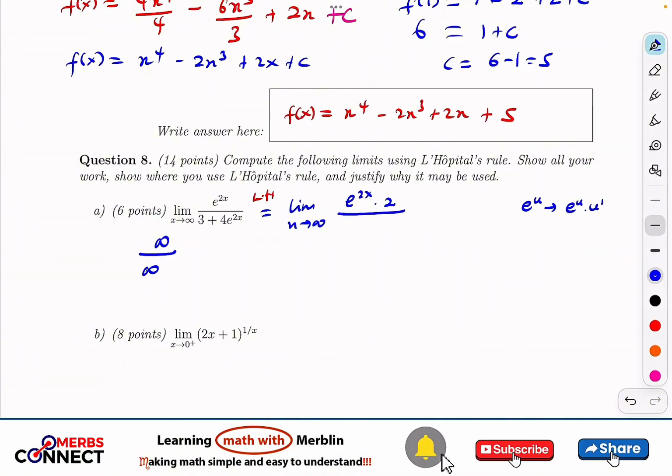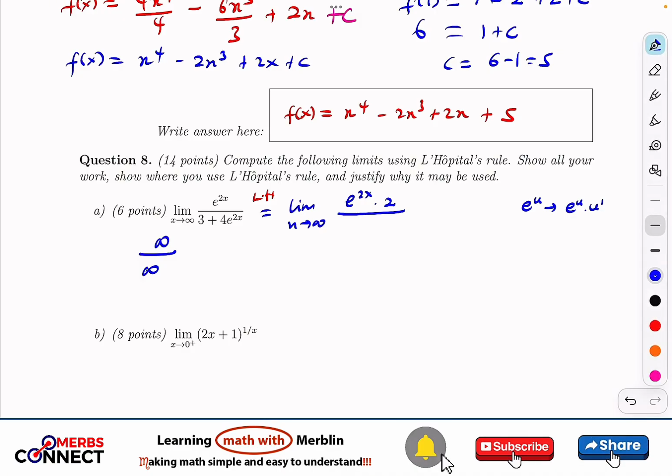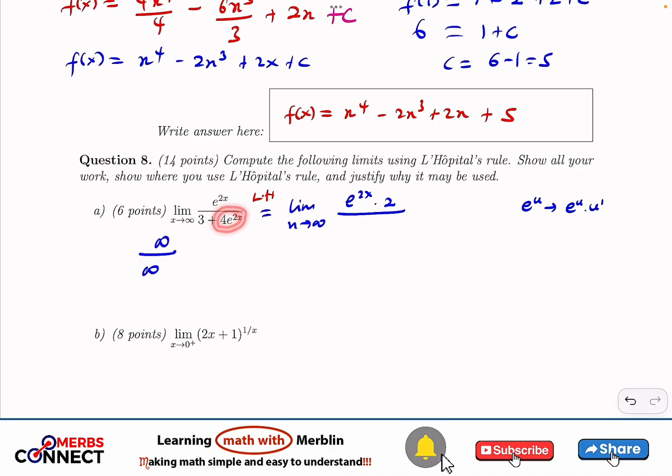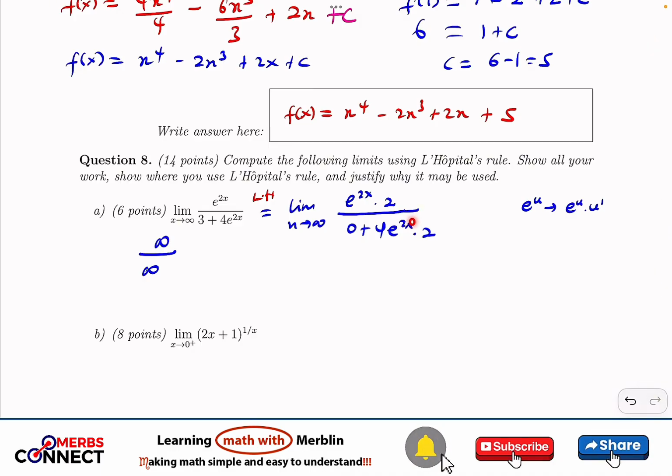Now divided by, when I differentiate this constant, it will be 0. But when I differentiate this, I have a constant here already. So I'm going to have 4. So let me put the 0 here, plus 4e to the power 2x times 2. Because I need to make sure that I multiply by the derivative of what is on top. So now let's try and simplify this and see what we are going to get from here.